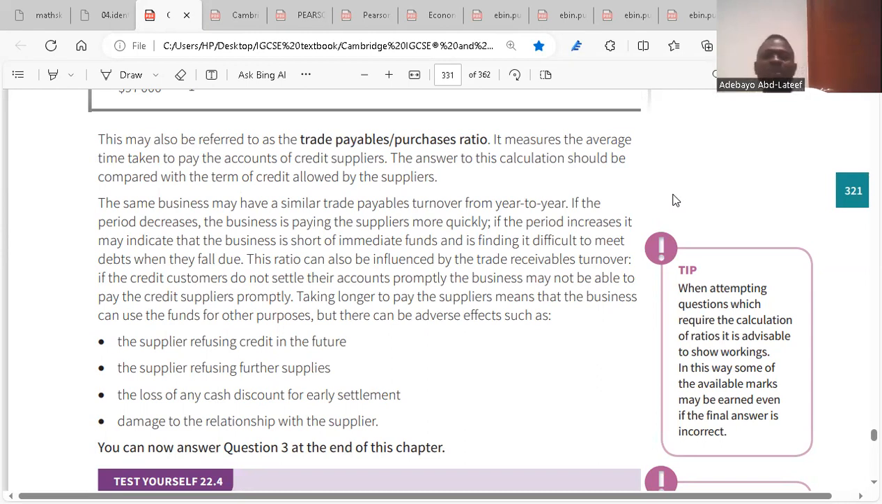So taking longer to pay the suppliers means that the business can use the funds for other purposes, but there can be adverse effects. Delaying payments to your suppliers is another method to improve your cash flow. Delaying payment. You don't get what I'm saying?